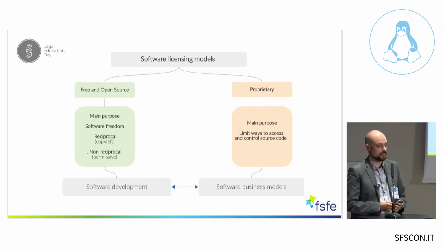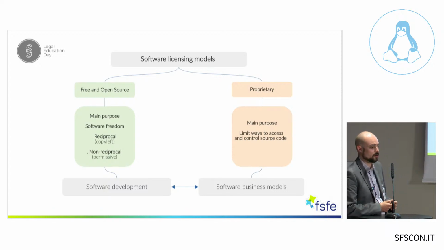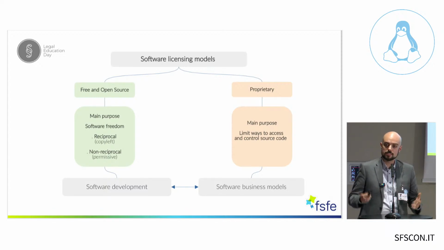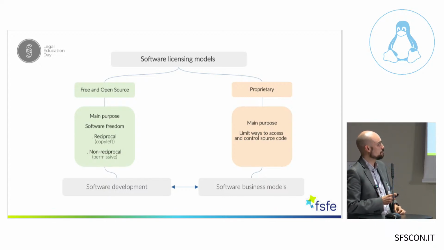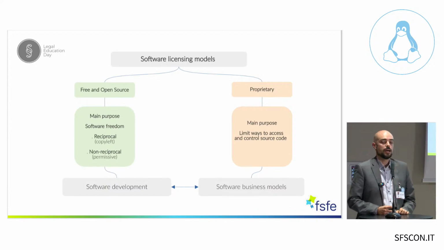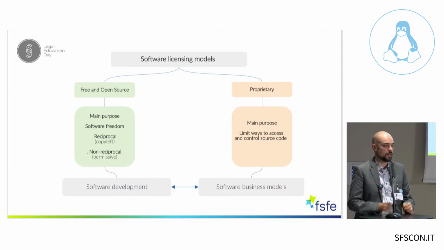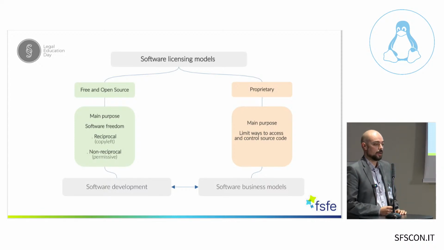We went over this already today, but I would like to repeat myself because this is important for this talk. When we are talking about license models, we have basically two. We have the proprietary one, whose main purpose is to limit ways to access and control source code, and we have the free and open source one, whose main purpose is software freedom, and that we can classify into reciprocal licenses, also called copyleft, and non-reciprocal licenses, called permissive.